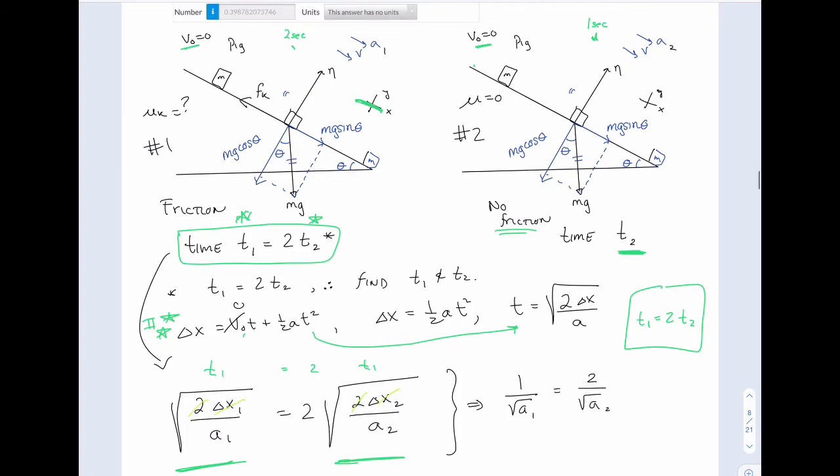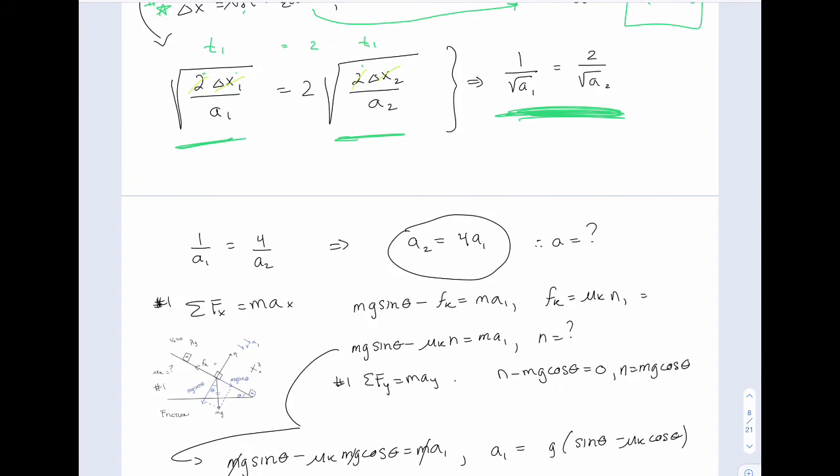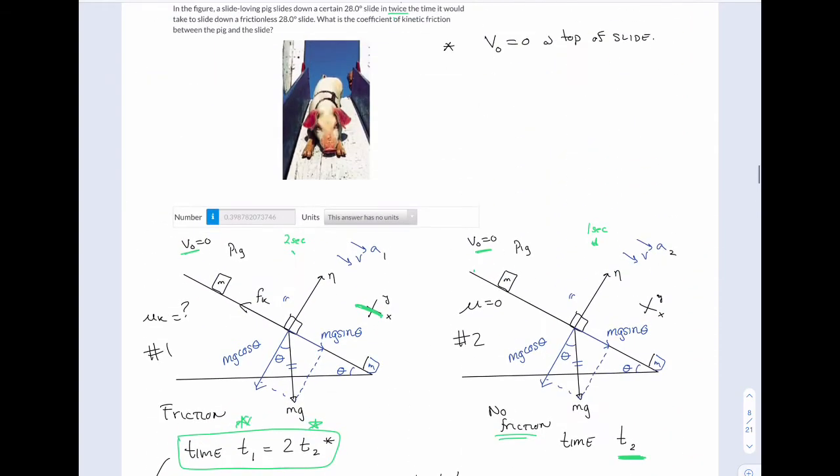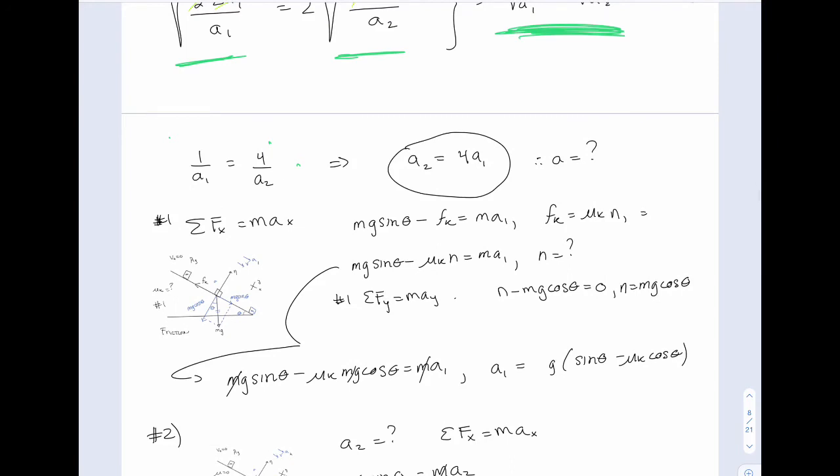Okay. Now the delta x's are the same. It's the same distance it slides. So the delta x's cancel. The 2's cancel. You gotta be careful. And I'm left with this. Okay. All right, and then I squared both sides of that, so square root went away, square root went away. This 2 became a 4, and I solve it for A2. So that says that for my two pictures, that was number 1, that was number 2, the frictionless acceleration is 4 times the acceleration of when it's rough.